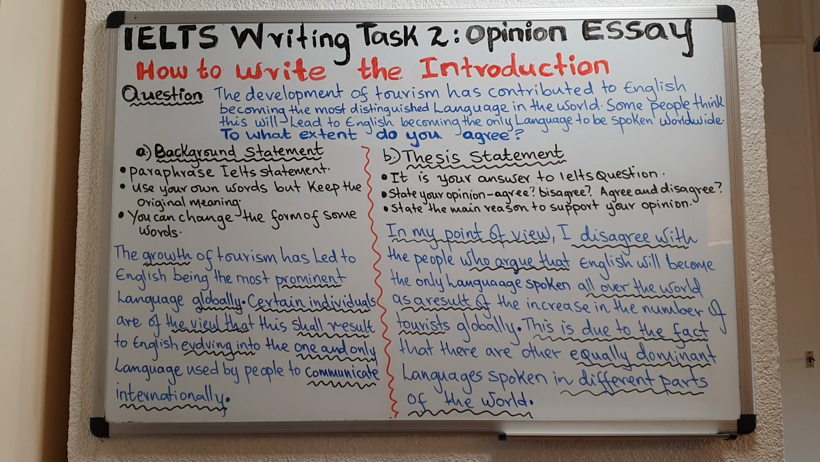After you have understood the question, write the background statement. In the background statement, just rewrite the IELTS statement in your own words. Remember to keep the original meaning, and some words that if you changed, they would affect the meaning. For example, we kept the word English, we kept the word tourism. And then write your thesis statement. Your thesis statement is your answer to the IELTS question. Agree, disagree, or agree and disagree. And then after that, write the reason as to why you have decided to agree or disagree.